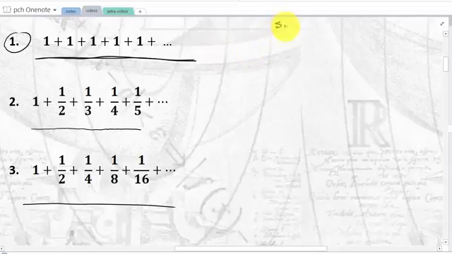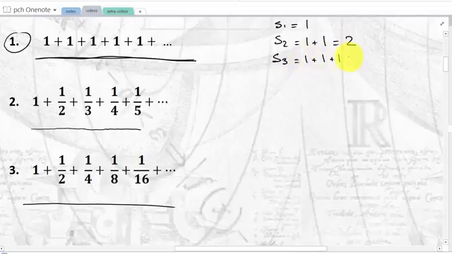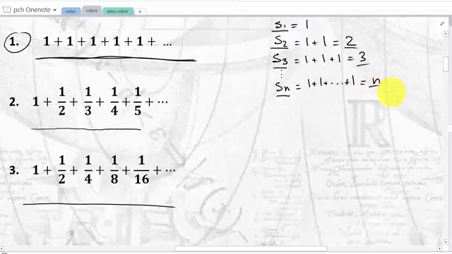For example, S1 would just be 1. S2 would be 1 plus 1, so S2 equals 2. S3 would be 1 plus 1 plus 1, and that's 3, right? S4, well, that would be 4. And Sn, well, that would be 1 plus 1 plus 1, n times, and that would be n. And so you see, these partial sums are getting larger and larger and larger.